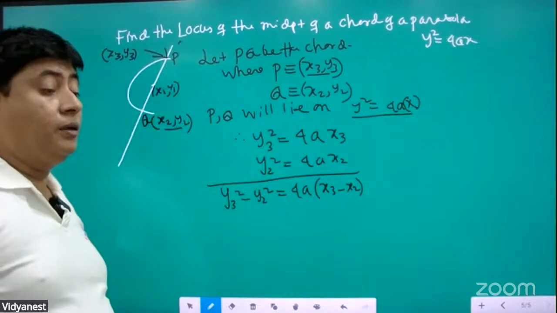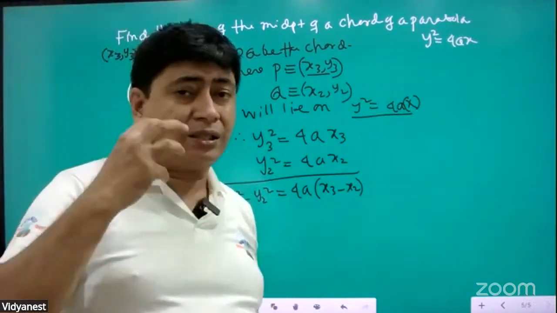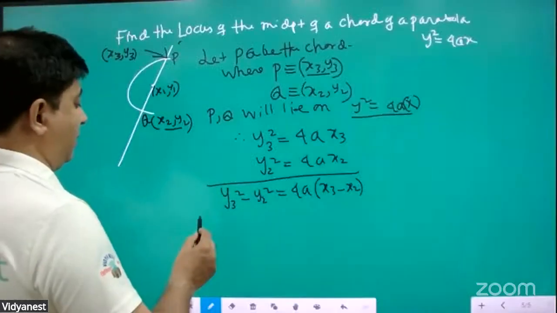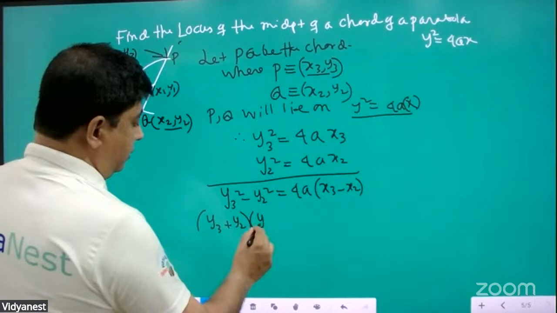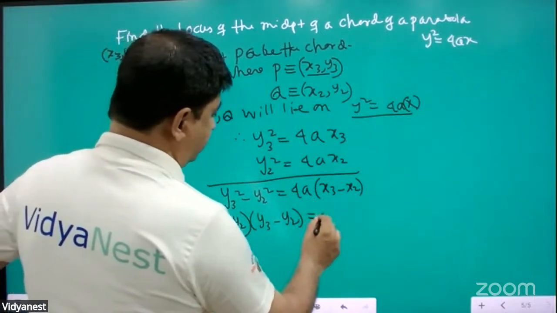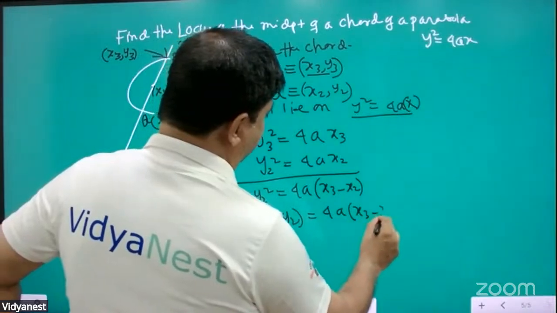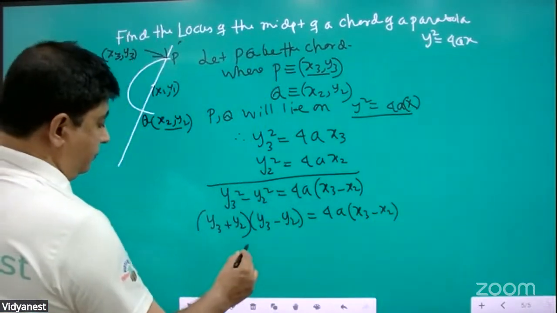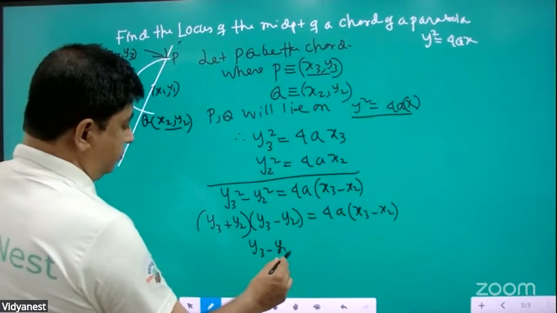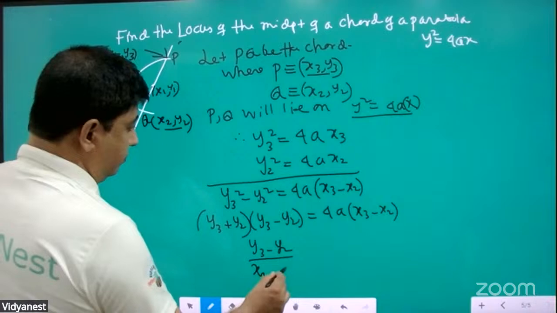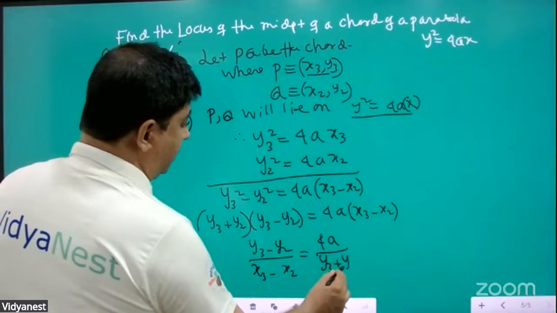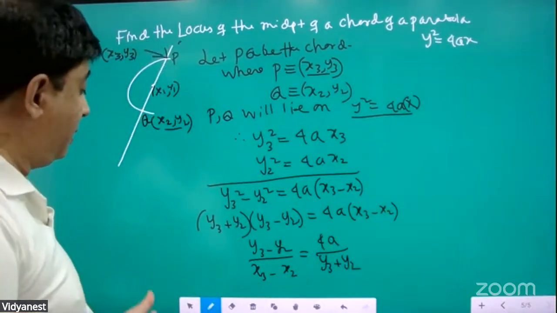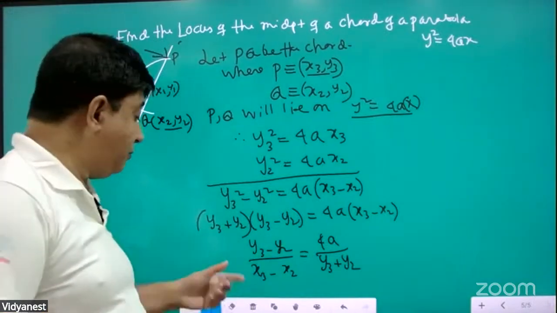Okay? Once you subtract, you are getting the semblance of slope. Why? You see, the junior level formula a square minus b square equals a plus b times a minus b. So 4a over y3 plus y2. You can ask me, from where are you getting the semblance of slope?